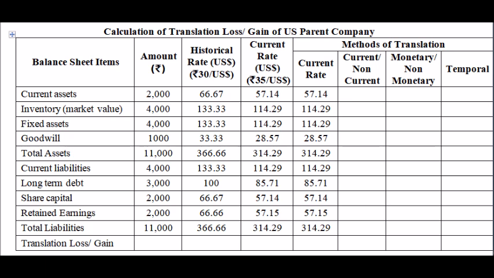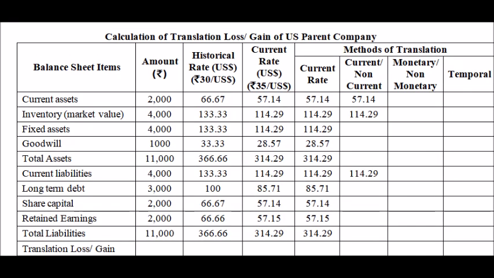Using the current non-current method, this is the second method. The current assets and liabilities are recorded at the current rate. These are current items. Fixed assets and long-term liabilities are recorded at historical rate. These are non-current items. In this balance sheet, our current items are current assets, inventory, and current liabilities. All these items will be recorded at current rate.